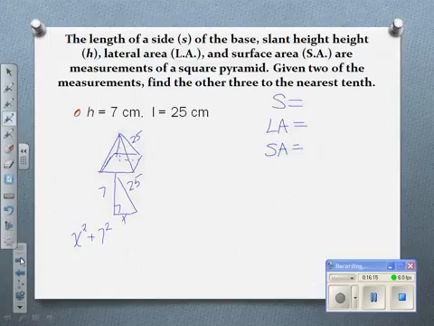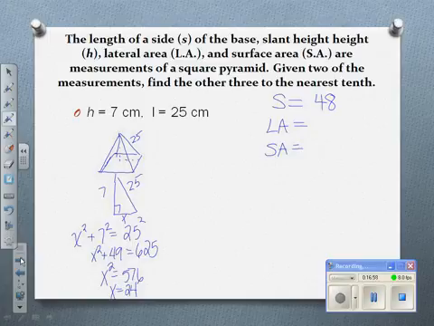So x squared plus 7 squared equals 25 squared. So x squared plus 49 equals 625. And 625 minus 49 is 576. And if I take the square root of 576, I get 24. So my x is 24, and since it's only half of that square, my side is going to be twice that, which is 48. And now that I have that, I can find all my other sides by using the formulas.